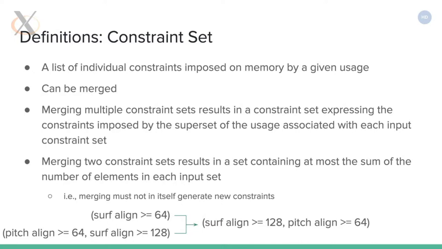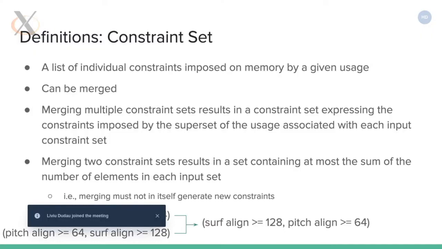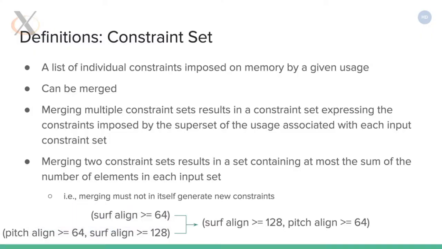Another property that's useful is that when you merge constraint sets, it does not in itself produce new constraints. So if you have constraint set A and constraint set B, and you merge both of those, the resulting set won't be any longer than the length of those first two sets combined.